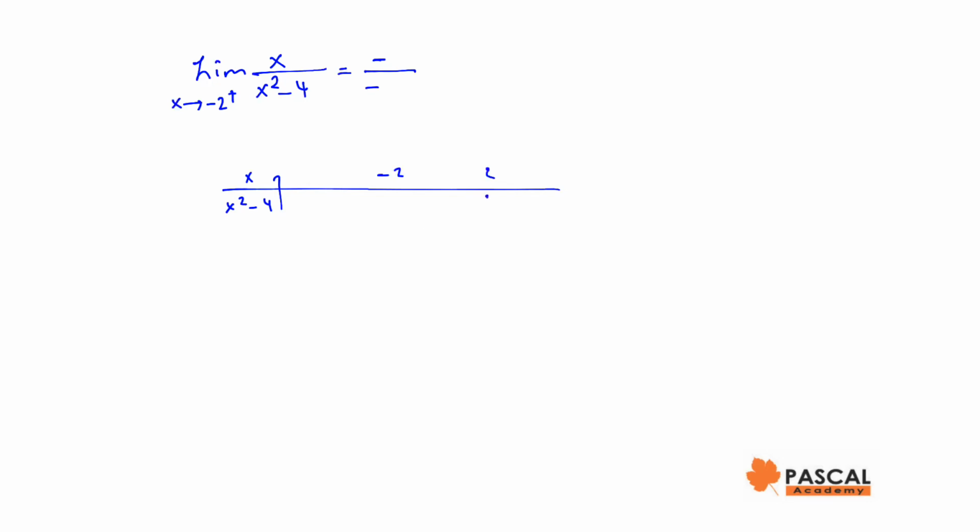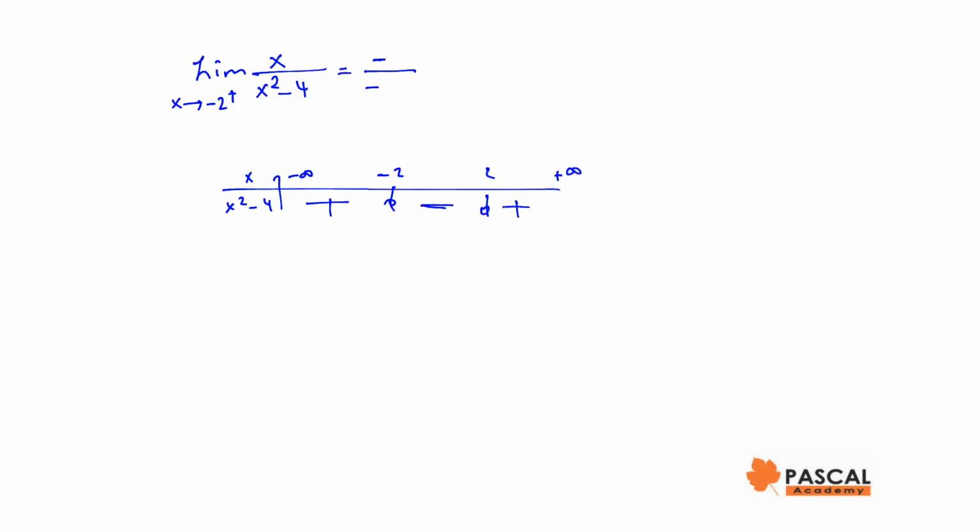Let's find limit of x over x² minus 4 as x approaches negative 2 from right side. When x approaches negative 2 from right side, the numerator is negative 2 and the denominator is negative. x² minus 4 is 0 at negative 2 and 2. Between negative 2 and 2, x² minus 4 is negative.